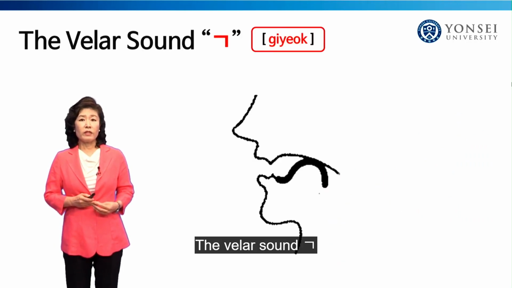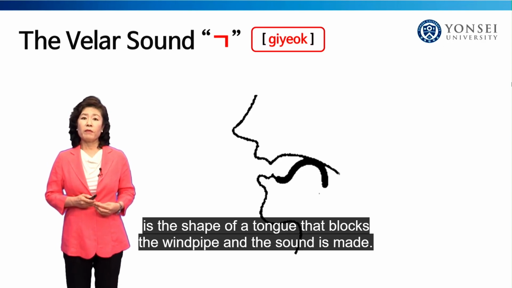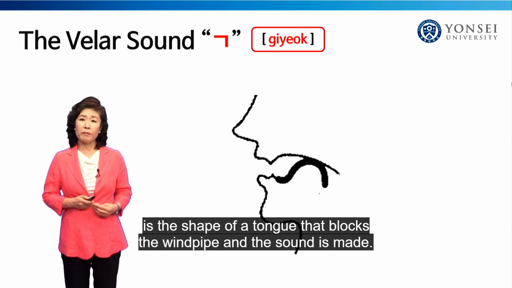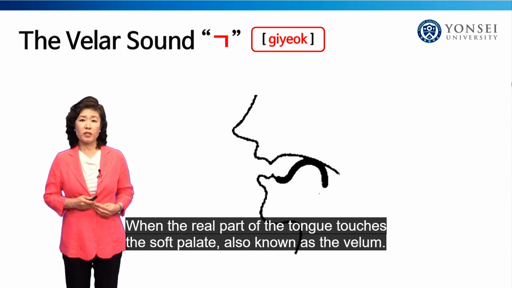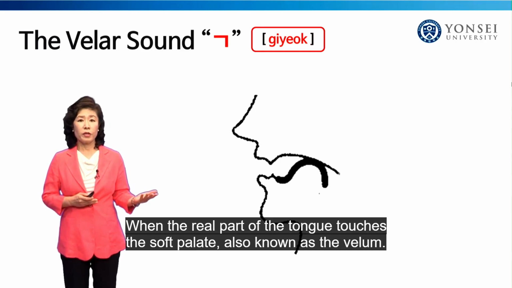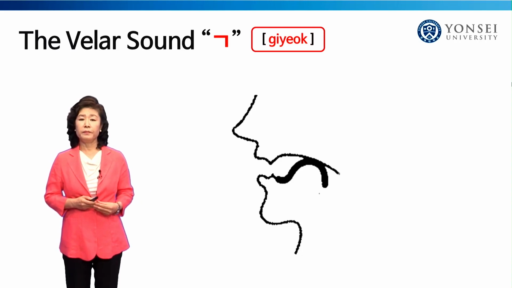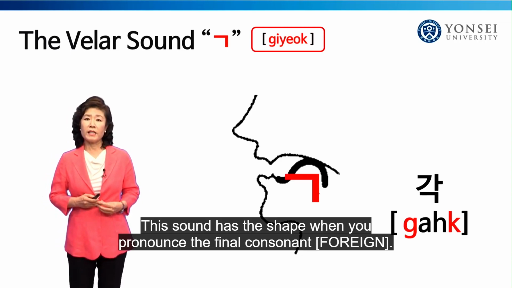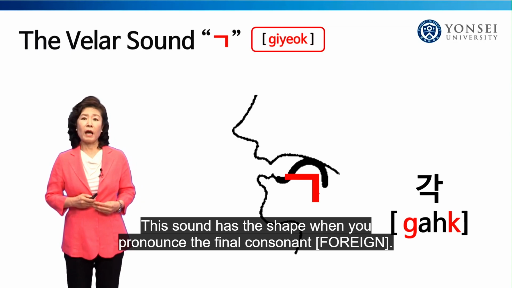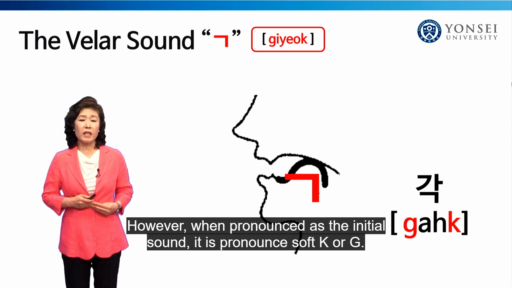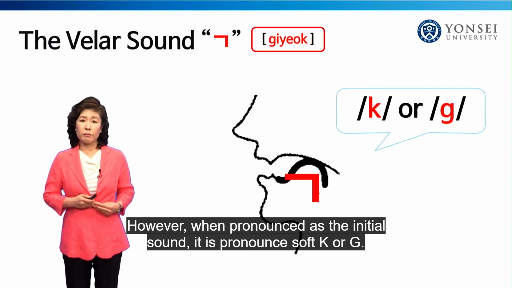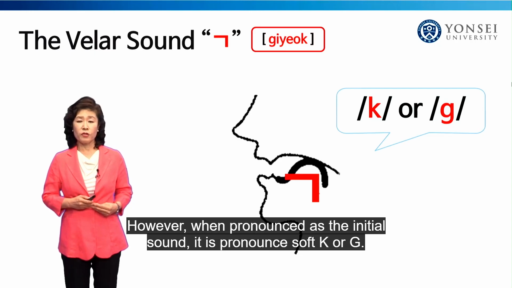The velar sound kiok is the shape of a tongue that blocks the windpipe, and the sound is made when the rear part of the tongue touches the soft palate, also known as the velum. This sound has the shape when you pronounce the final consonant kiok in kak. However, when pronounced as the initial sound, it is pronounced soft K or G.